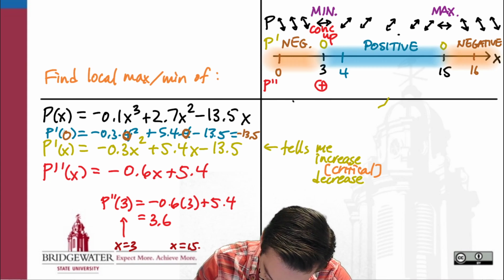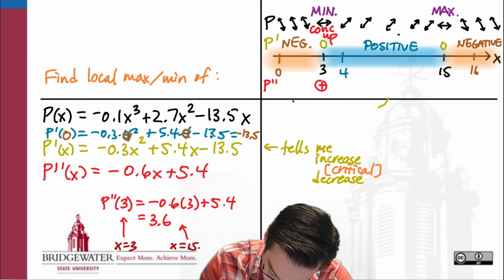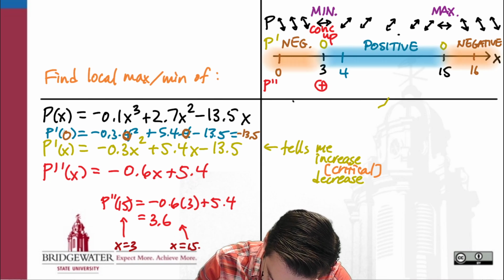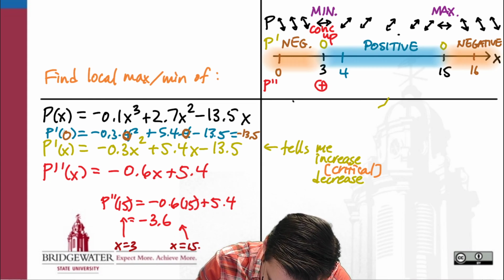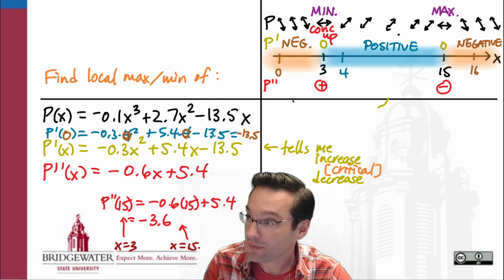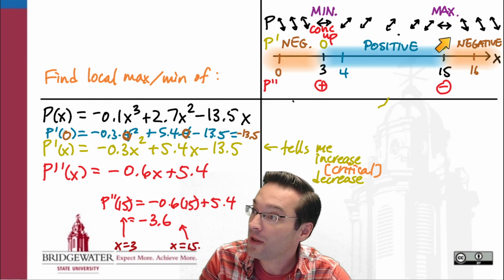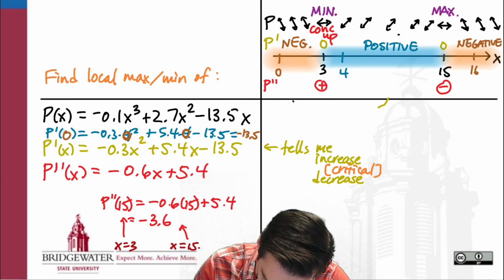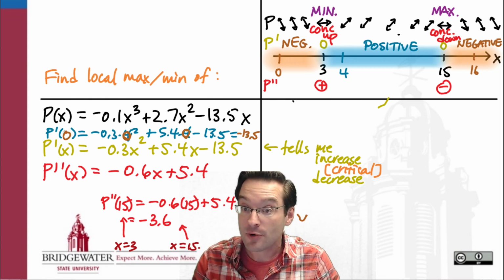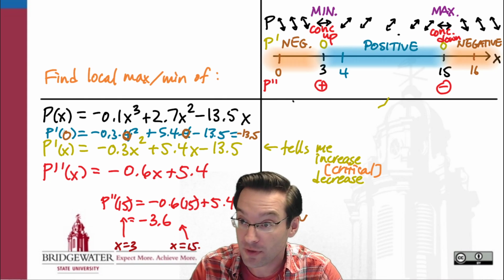And in the same way, if we checked x equals 15, the second derivative at x equals 15, negative 0.6 times 15 plus 5.4, that, it turns out, gives us negative 3.6. And because that's negative, then we know for sure that at that point, my original function is concave down. And because it's concave down at a critical point, that's how we know that it's a local maximum at that point.